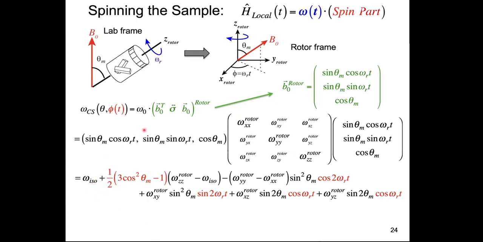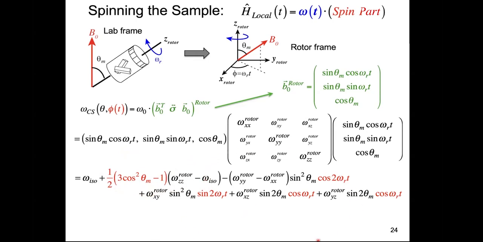Then what's interesting is that the second term is orientation dependent, but time independent. What we have here is basically a z term in the rotor frame for the chemical shift value minus the isotropic chemical shift. And this is now modulated, or multiplied, by an angular term, which is the second Legendre polynomial of the cosine of the spinning angle theta m. In other words, it's 1/2 (3 cosine squared theta m minus 1). So the second term depends on orientation of the molecules, but it doesn't depend on time.